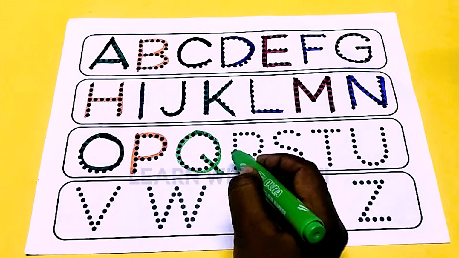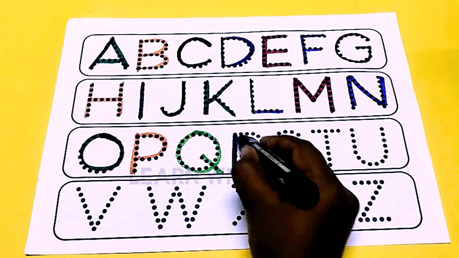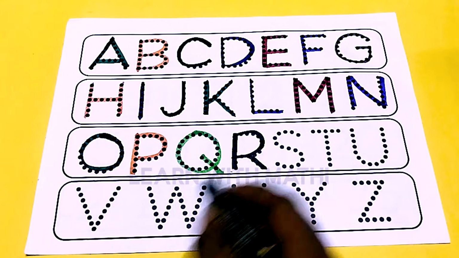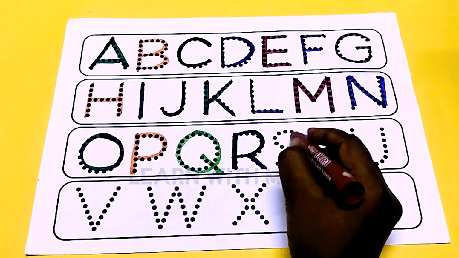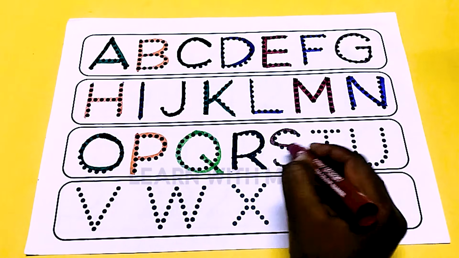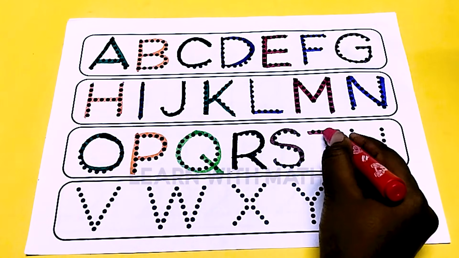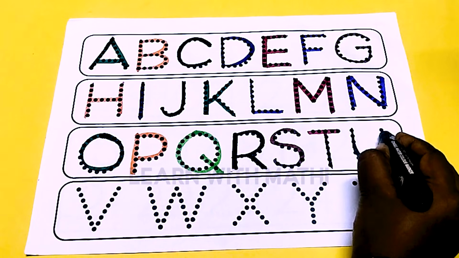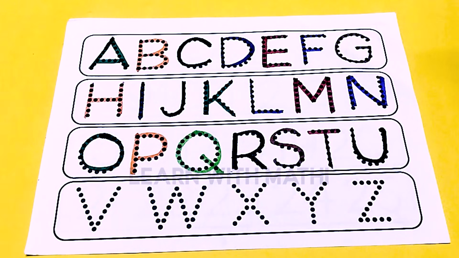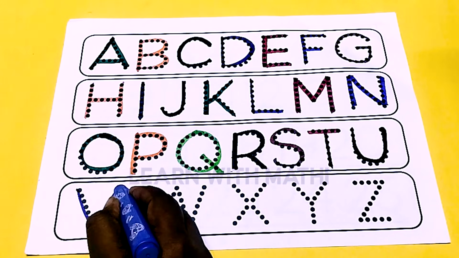Q for quilt. This is black color. R for rose. This is brown color. S for sun. This is red color. T for tiger. This is black color. U for umbrella. This is blue color. V for vulture.